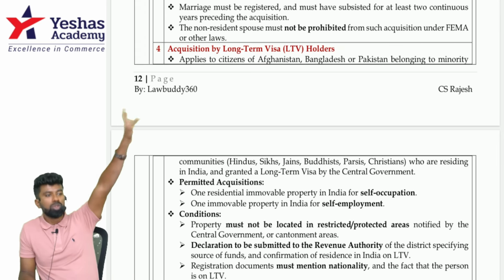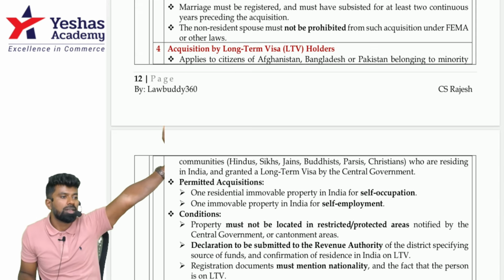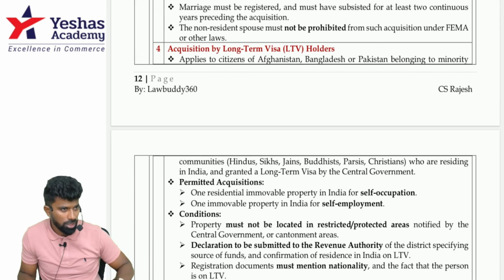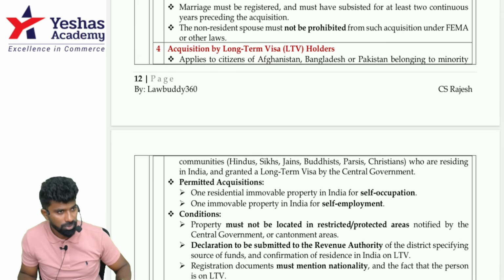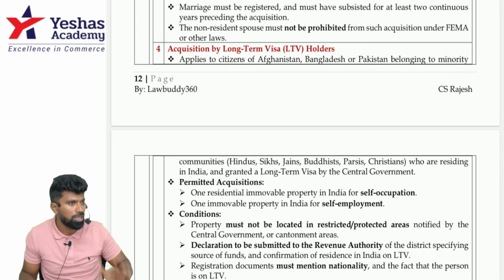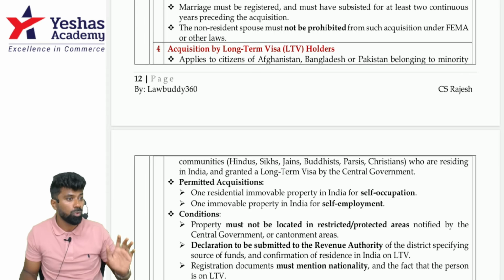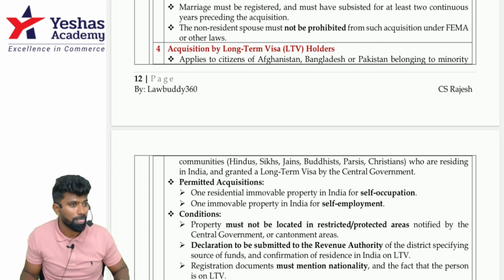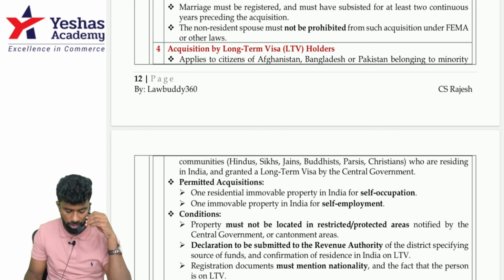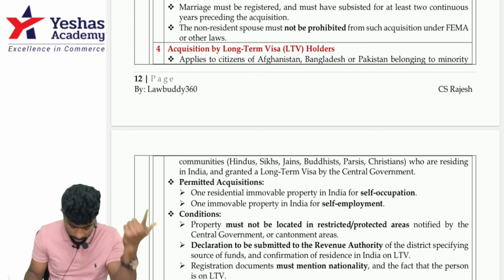If you are a Hindu living in Pakistan or a Christian, you are a minority. And if you come to India on a long-term visa, what visa? You're not a citizen of India, but you are a long-term visa holder. And if you want to purchase a property in India, can you purchase a property in India? Yes, subject to the following conditions. What conditions? Let's see.